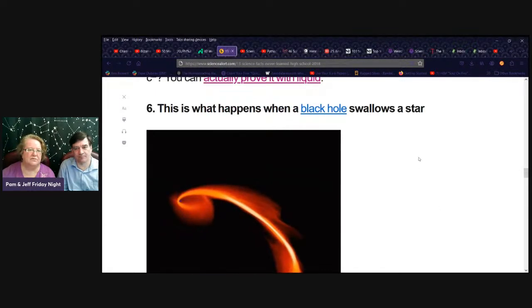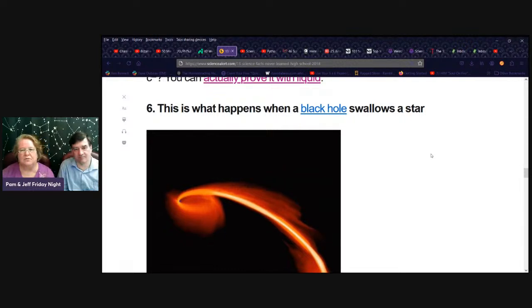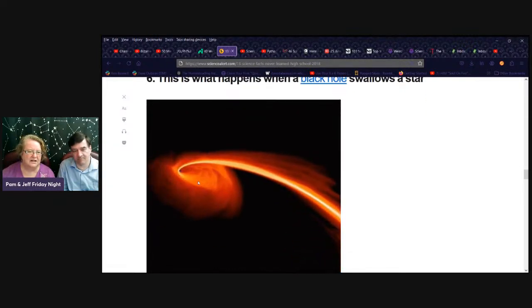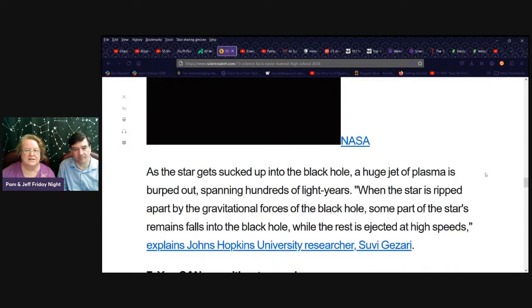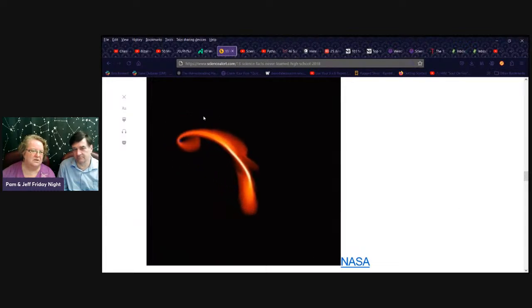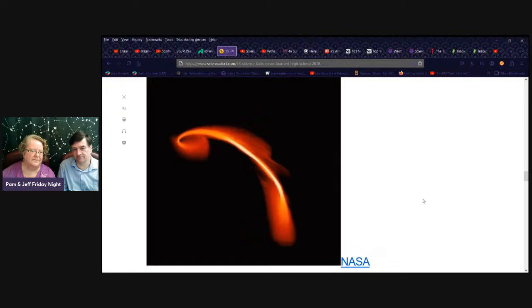And they demonstrate a black hole, well, as a model, I'm sure, swallowing a star. And I guess a lot of this gets ejected. As the star gets sucked up in the black hole, a huge jet of plasma is burped out, spanning hundreds of light years. When the star is ripped apart by the gravitational forces of the black hole, some parts of the star's remains fall into the black hole, while the rest is ejected at high speeds. So it's falling in and getting blown out. Oh, so this is more like the jet, right? That's one here. Very cool.